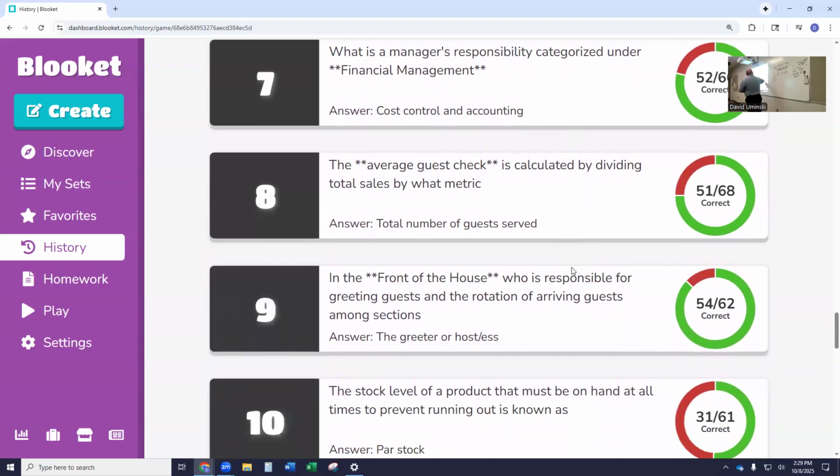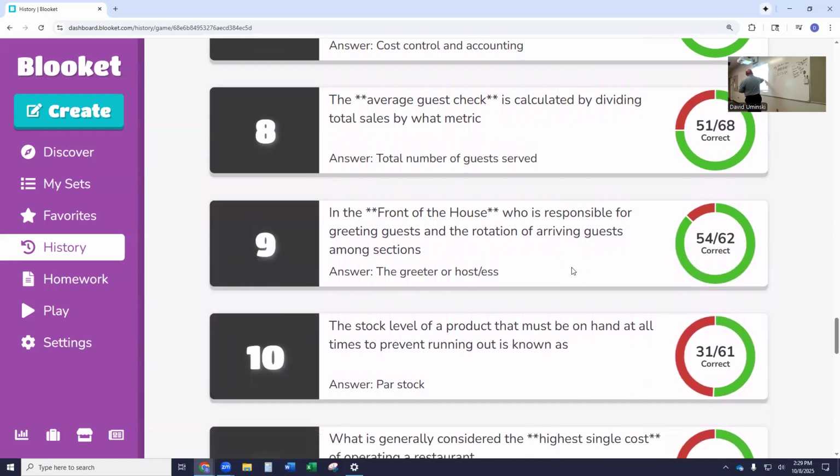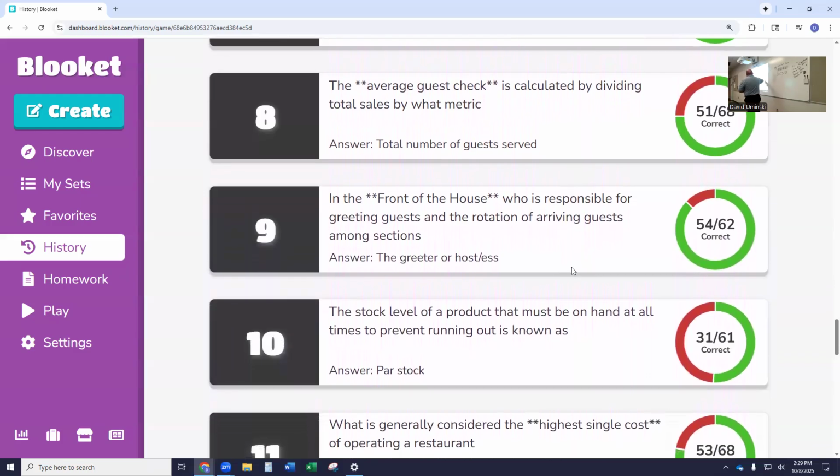Financial management, we got pretty good. Guess number of served. Okay, so how do we find the average of any group of numbers? Add them all up and divide by how many. So the same thing, we're going to add up all of our sales, take all of our receipts, and then divide them by the number of guests, and that's going to be our average guest check.